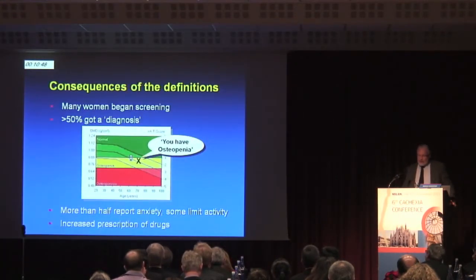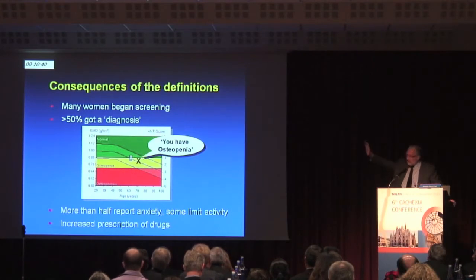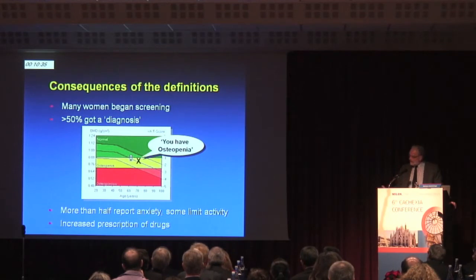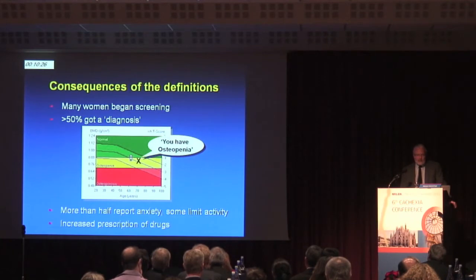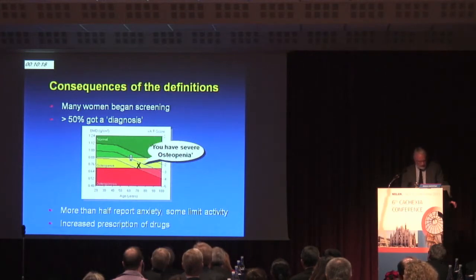Well, this definition has consequences. Many women have now been screened. Over 50% get a diagnosis. You have osteopenia, on a red, yellow, and green display. And we've studied this: more than half of patients who get that diagnosis of osteopenia or osteoporosis report anxiety, and about 25% limit their activity in order to minimize the risk of falls and fractures. And even osteopenia substantially increases the chance that they fall. And my favorite is severe osteopenia, which many patients regard as worse than osteoporosis.